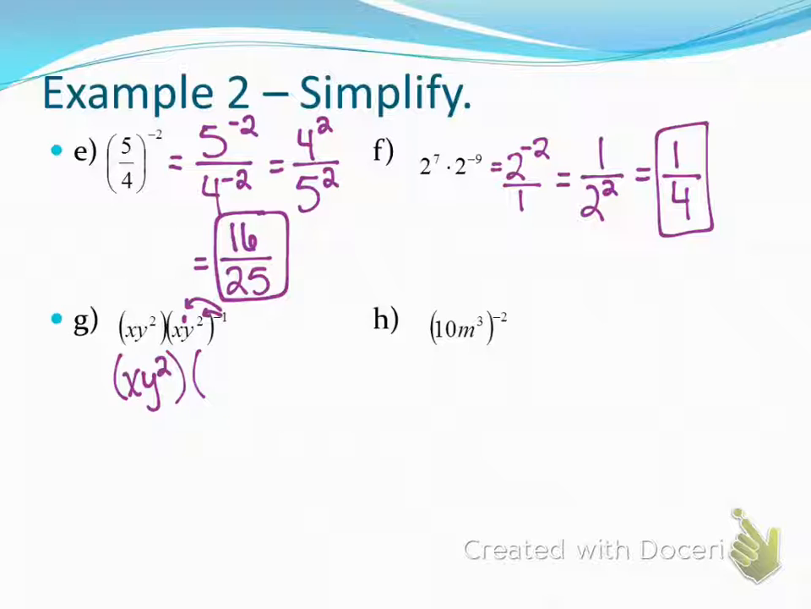Power to a power, we multiply our exponents. So 1 times negative 1 is 1 times negative 1? Negative 1. We're multiplying. 1 times negative 1 is negative 1. What about 2 times negative 1? Negative 2. Questions about that first step?